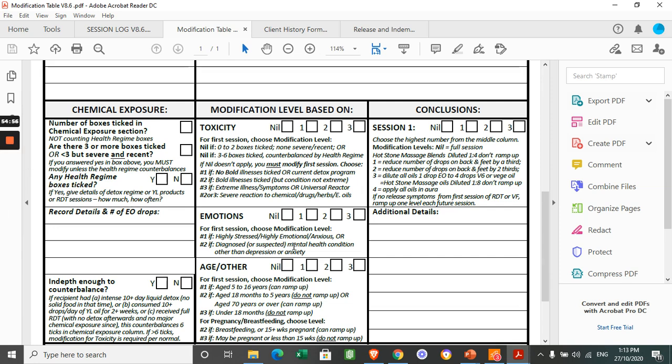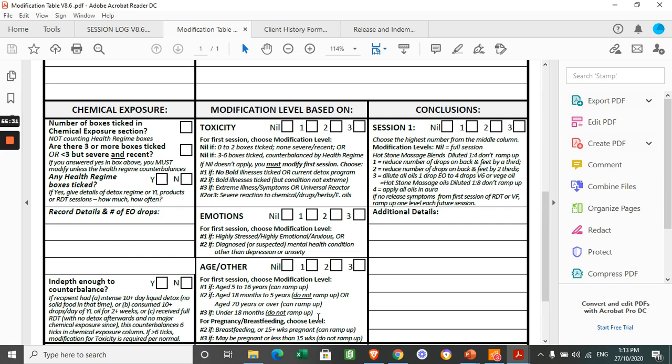Okay, so looking back at the age bracket again now, if a person was 18 months of age, we wouldn't ramp up in those situations, and we'd look at doing a level 3. And then for pregnancy and breastfeeding, you're going to choose a level 2 if they're breastfeeding, or 15 weeks pregnant can ramp up. Other than if we're talking hot stone, you've already been advised that you're not going to perform hot stone on anyone who's pregnant.